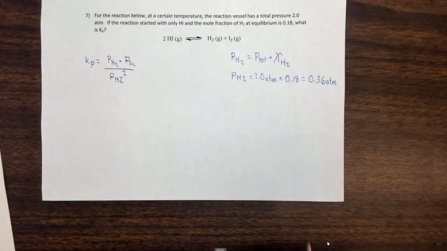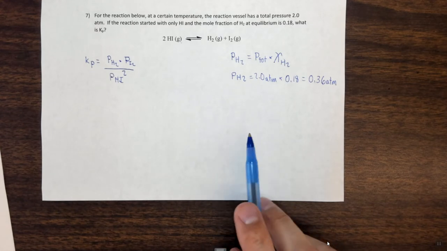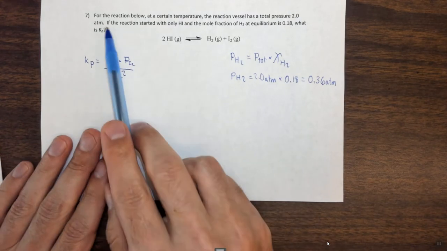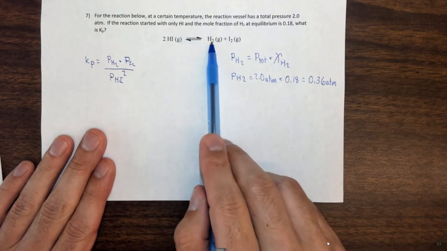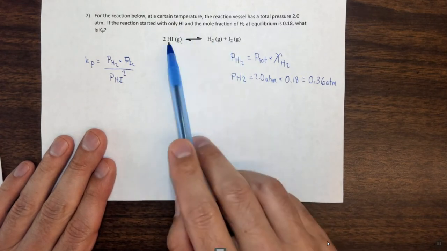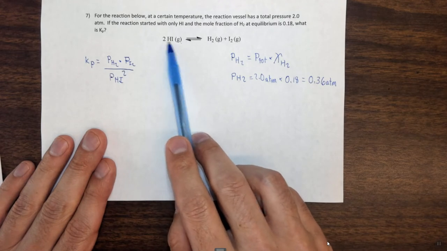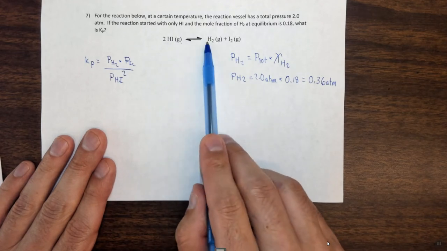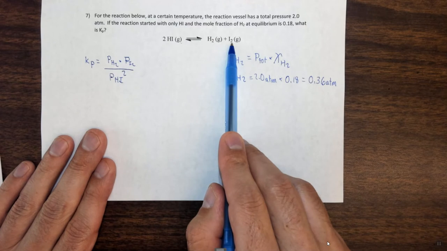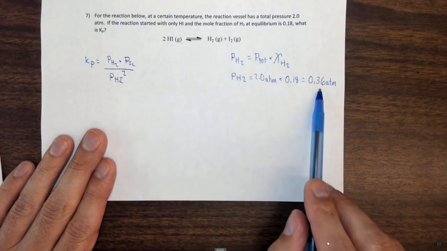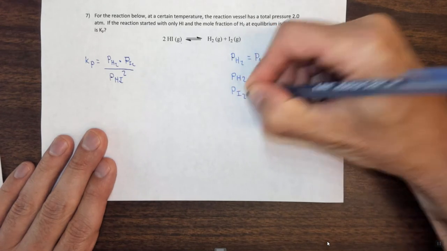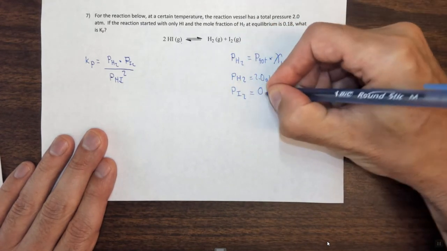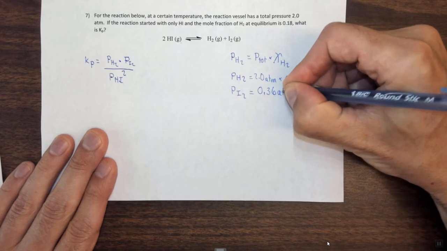Now, there's a very interesting detail here that seems small that we really have to pay attention to. It says the reaction started with only HI, which means we didn't add any hydrogen or iodine. So every time two HI decompose, you get one hydrogen and one iodine. Said another way, if the pressure of hydrogen is 0.36 atmospheres, the pressure of iodine is also 0.36 atmospheres.